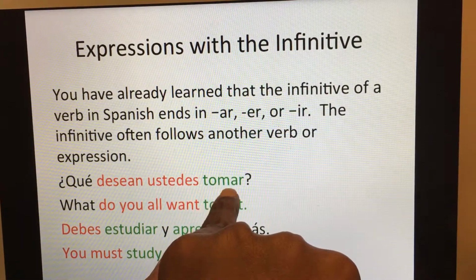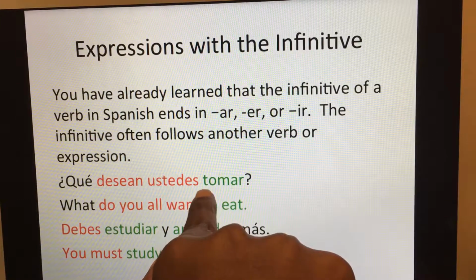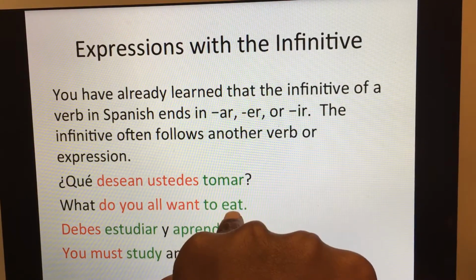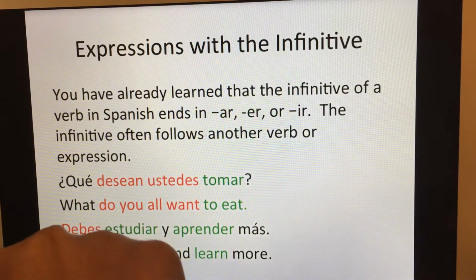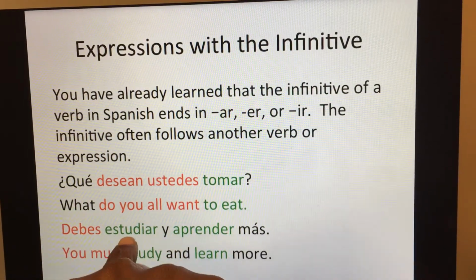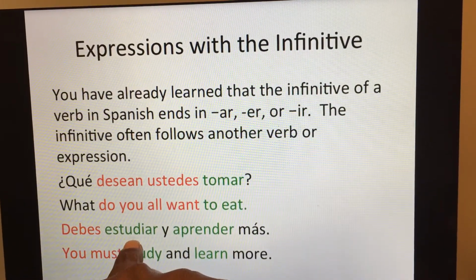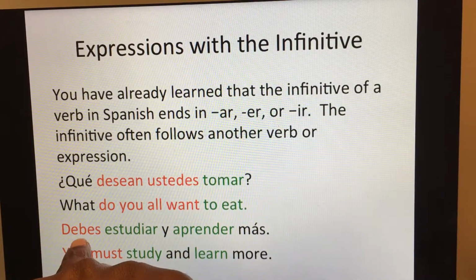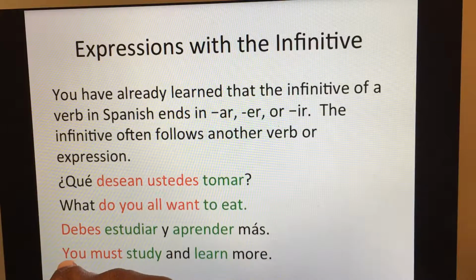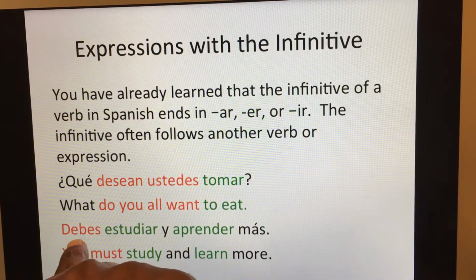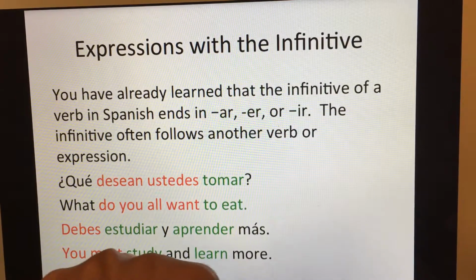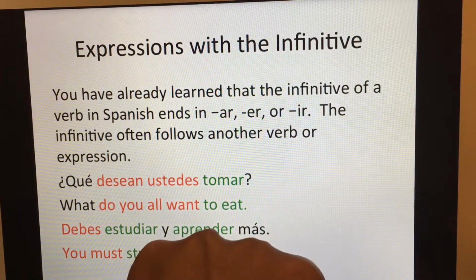Tomar can mean to have a meal, or it can mean to take. It just depends on the context. You have a lot of verbs like that in Spanish. Here you have the infinitives estudiar and aprender following this conjugated verb debes. Debes translates to you must. Debes estudiar y aprender. You must study and learn.